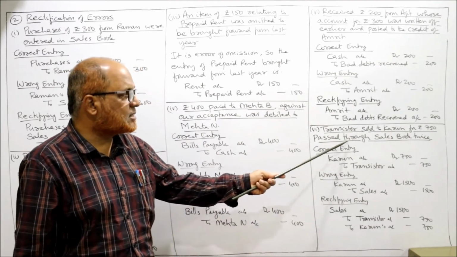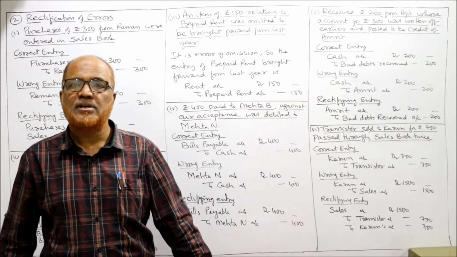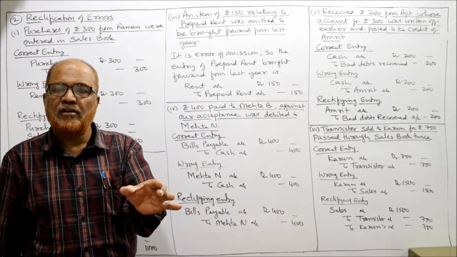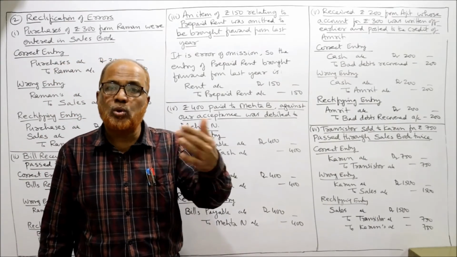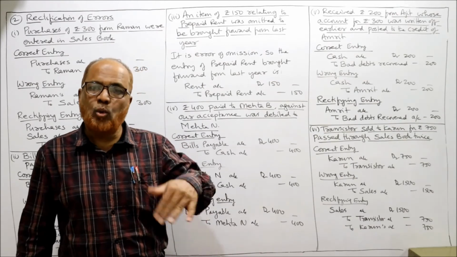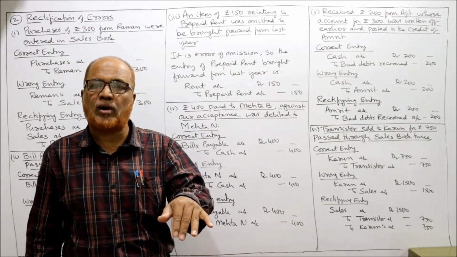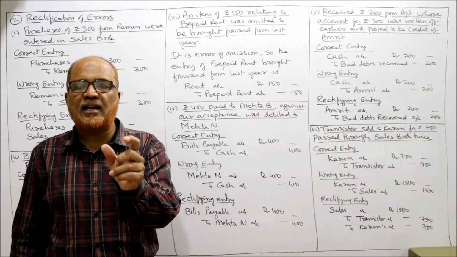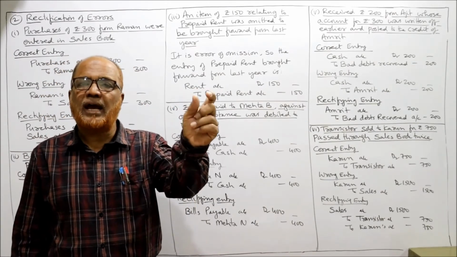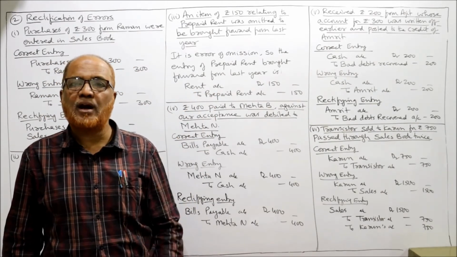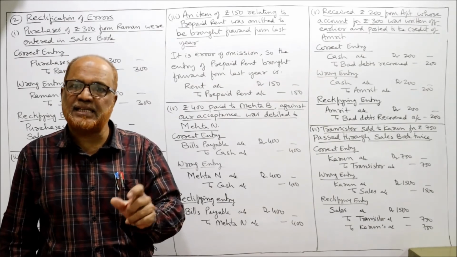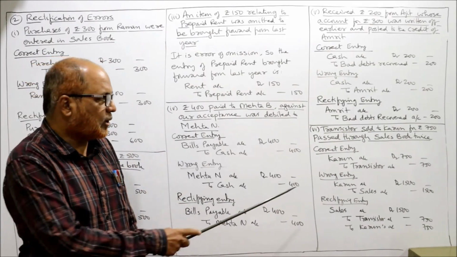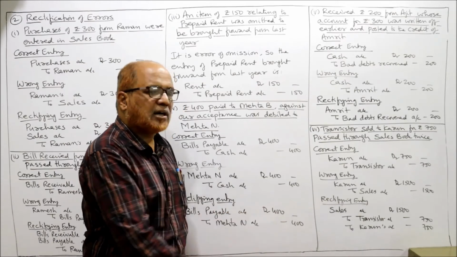But by mistake it is passed through the sales day book. Sales day book means sales book. When goods are sold, it will be recorded in the sales book. What is the entry for sales? Karun account debit to sales. This is the entry for sales. So here the wrong entry is Karun account debit to sales.